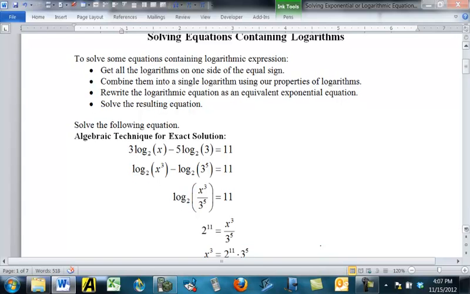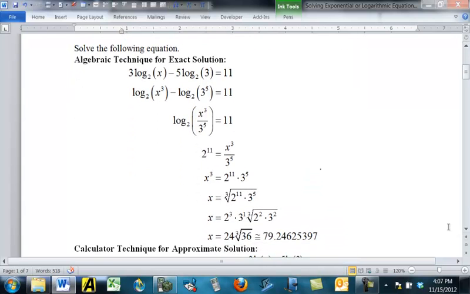So here's an example that we're going to work with. We have 3 times log base 2 of x minus 5 log base 2 of 3 equals 11. So the logs are the same base, so it looks like there's some hope that we might be able to get this to work. The idea is to combine them together, but we can't do it the way they are because the coefficients have to be 1 or negative 1. So we first take care of those coefficients by bringing them inside the logarithm, and when they come inside the parentheses, they become exponents on the inside.